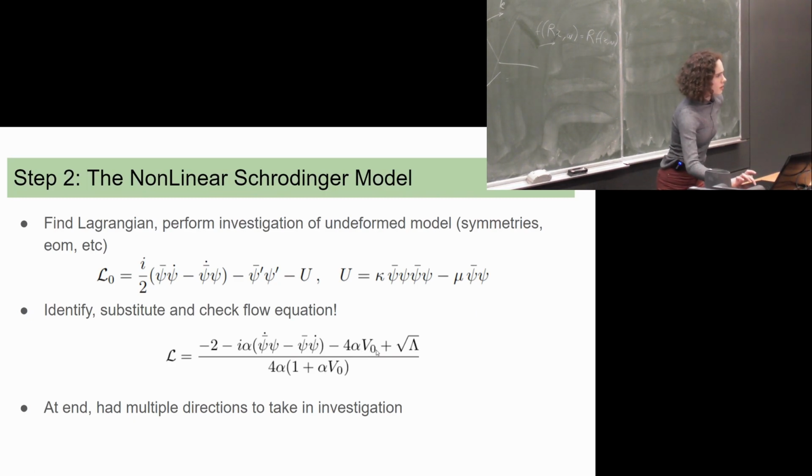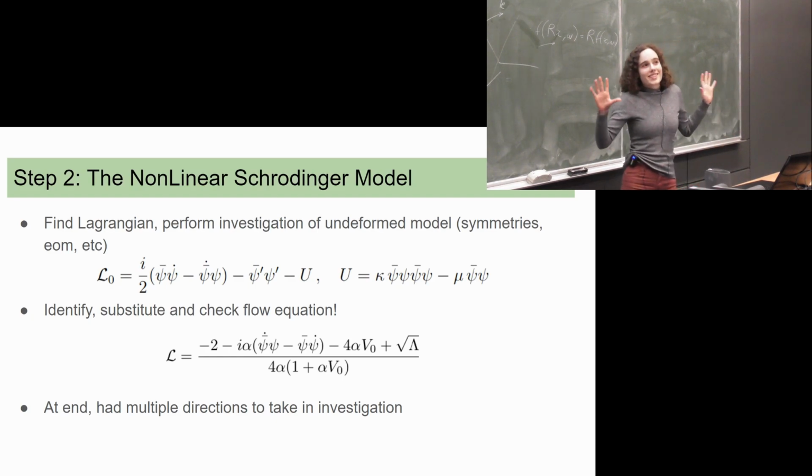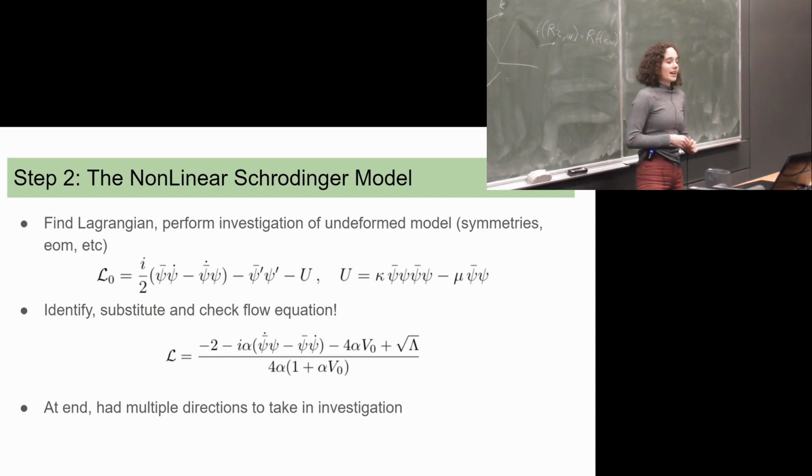So this V0 is, I'm pretty sure in this notation, what this looks like. And it may look nice, but this lambda in the square root is not a nice expression. But we have it. And I had to check that it satisfies the flow equations. But there we go. That was the first stage kind of done. And after this, I had a lot of directions that I could take.